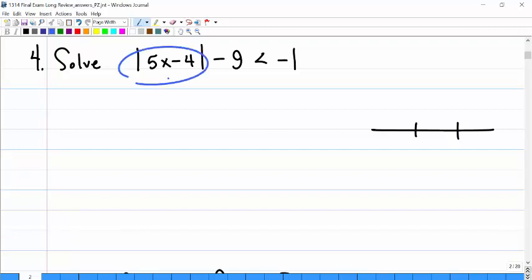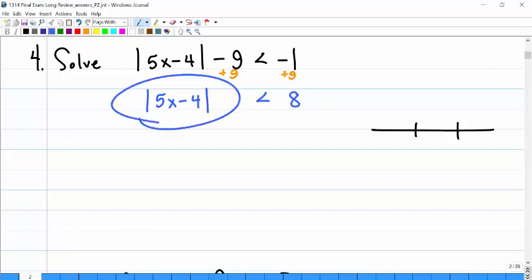This absolute value is not isolated here on the left. To isolate it, we need to add 9 to both sides first. When we do that, we get the absolute value of 5x minus 4 is less than 8. Now this absolute value is isolated.